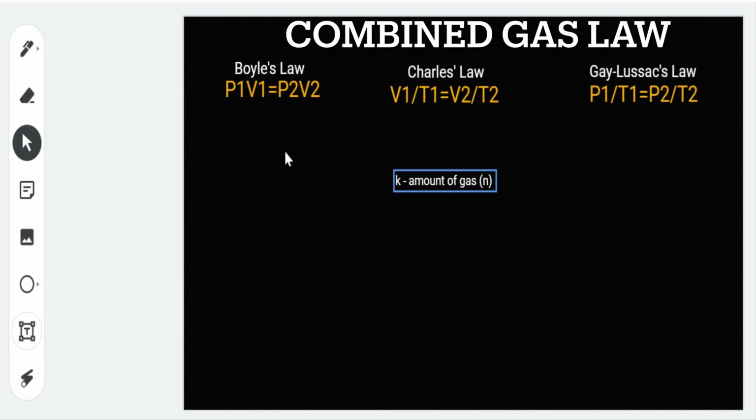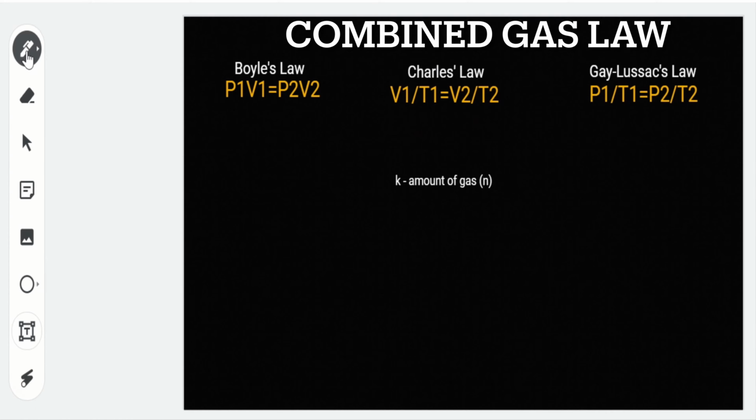So when we say combined gas law, again, these are combinations of the three gas laws: Boyle's law, Charles' law, and Gay-Lussac's law. In Boyle's law, you can observe the relationship between pressure and volume of a gas at constant temperature, and of course a fixed amount of gas. For Charles' law, the relationship between volume and temperature of a gas. And for Gay-Lussac's, we have the relationship between pressure and temperature of a gas.